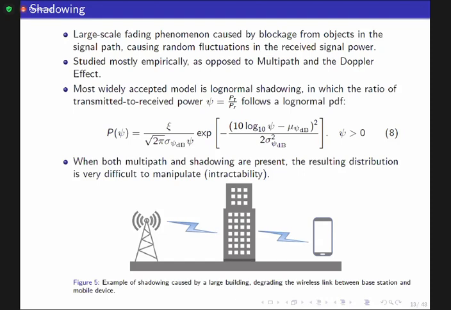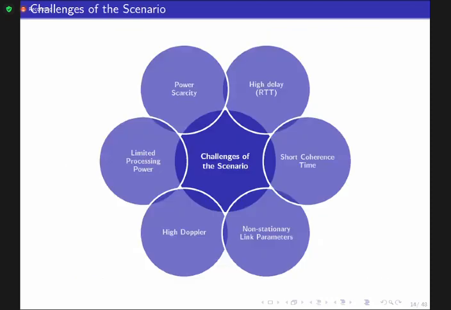It's a bit complex and hard to handle, but this is the most commonly associated model with log normal shadowing. Now, the problem with having such a complex expression is that when you have both shadowing and multipath present, the resulting distribution tends to be intractable. It's very hard to manipulate. You don't have an analytical expression for the distribution that you get. And this leads to all sorts of mathematical complexities when you're trying to manipulate expressions and get different results.